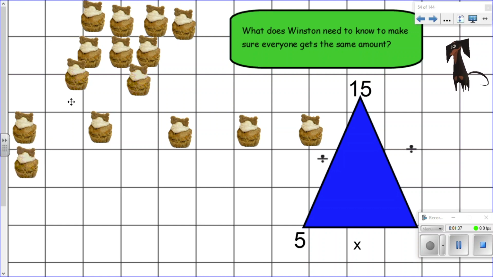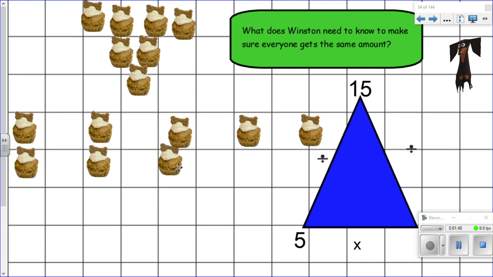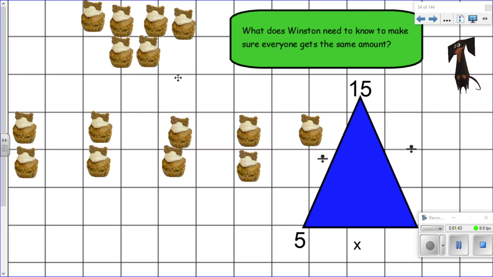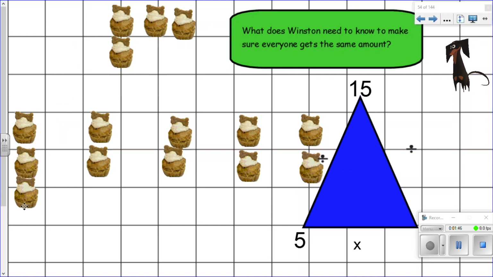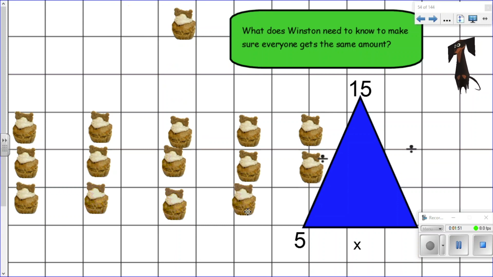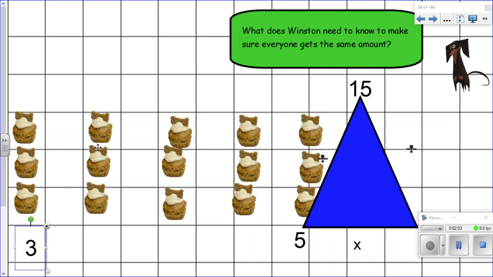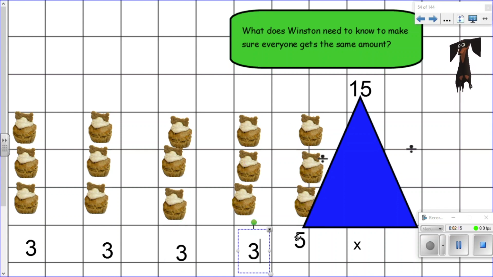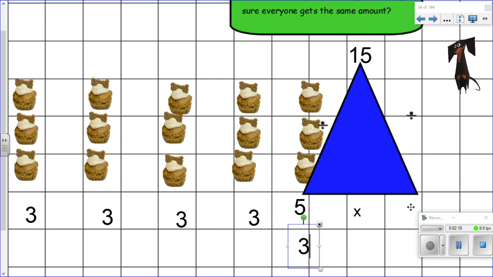So 15 divided by 5, 1, 2, 3, 4, 5. So one here, one there, one there, one there, one there, another one there, another one there, another one here, another one here, and another one here. So each group has 1, 2, 3. Each group has 1, 2, 3.